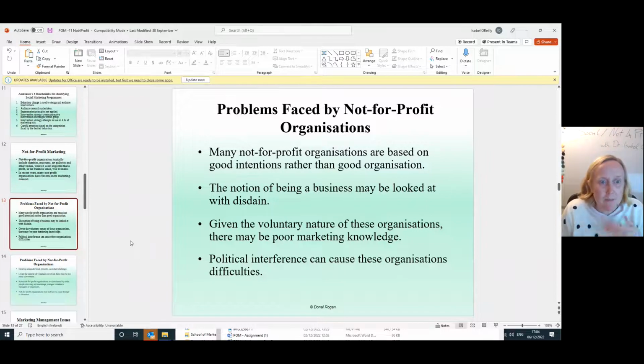So problems, we've got 2 slides here. Many not-for-profit organizations are based on good intentions rather than good organization. So somebody wanted to do something good and set this organization up. The notion of being a business may be looked on with disdain. So they really look down on that sort of attitude towards running this organization. Given the voluntary nature of the organizations, there may be poor marketing knowledge. They just get what they get.